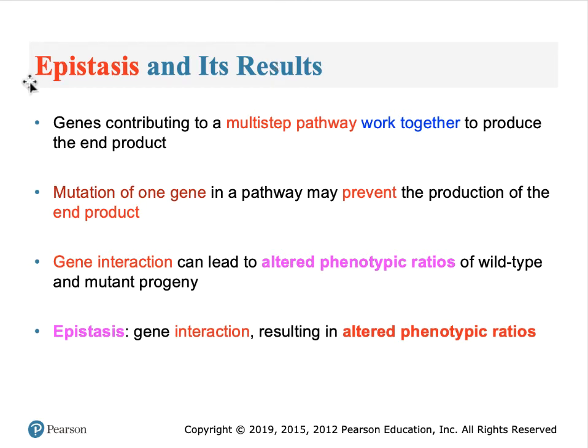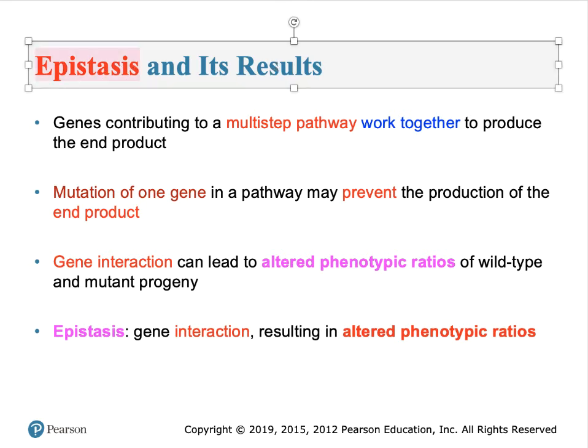It's the principle of epistasis. Epistasis is basically a biochemical phenomenon where the effect of one gene is dependent on the alleles of other genes. Another way to look at this is where the effects of one gene are masked or hidden by other genes. A third way to look at this would be where a mutation in one gene in a pathway may prevent the production of the end product.